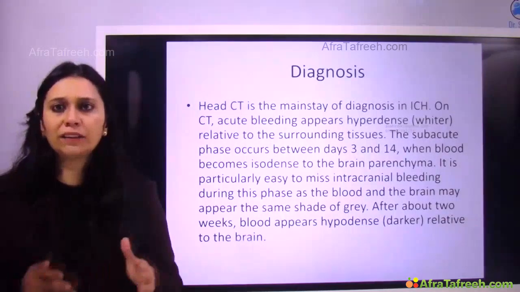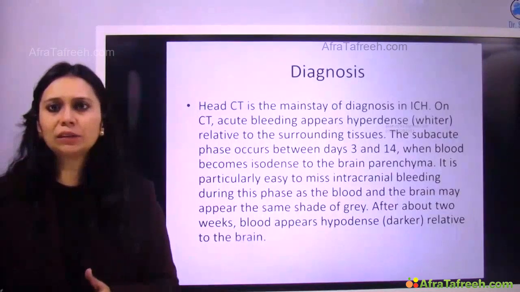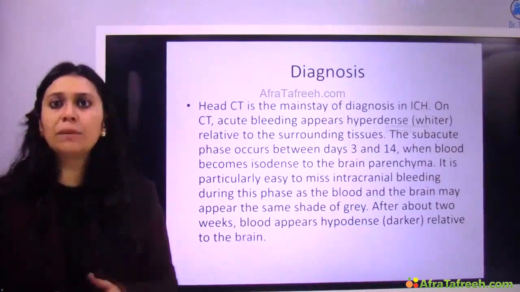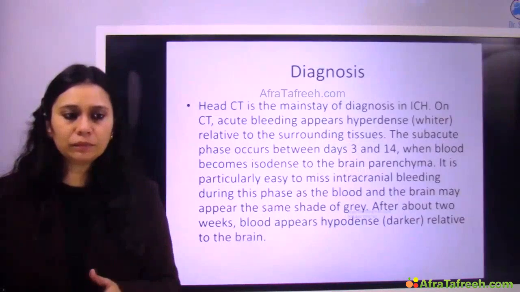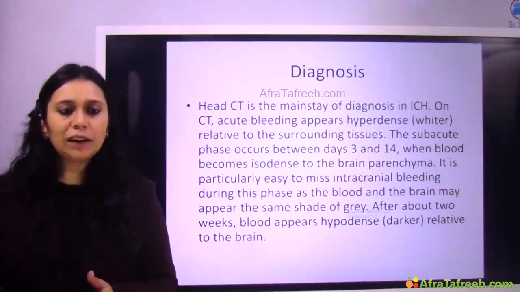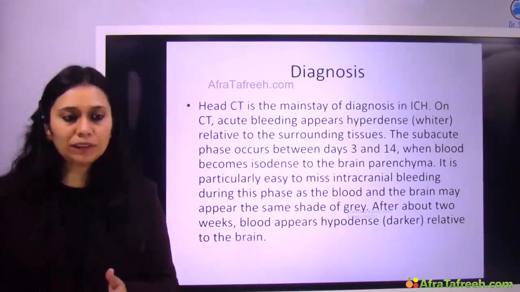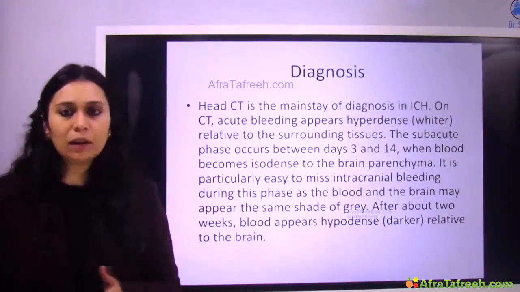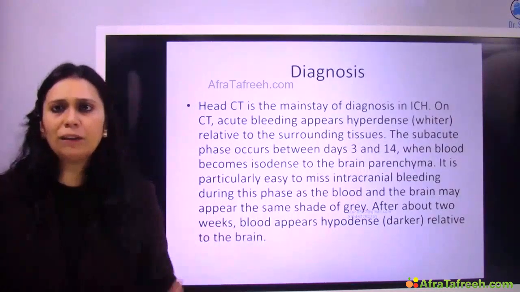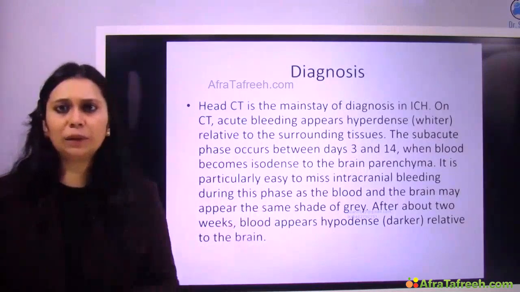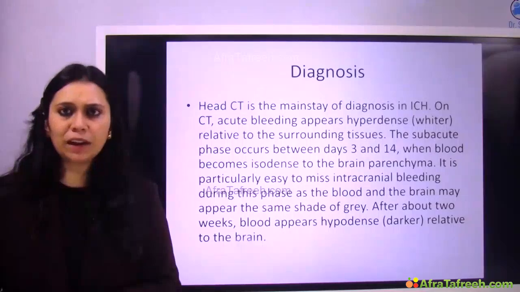In the subacute phase, that is 3 to 10 days, it is isodense. So this is a time period we have to keep in mind, that on CT the ICH can be missed. And afterwards, it becomes hypodense, right? It appears hypodense compared to the surrounding brain tissue. It becomes darker relative to the brain tissue. So we have to keep in mind the history of the symptoms, when the symptoms came, and accordingly, the things will appear on the CT scan.